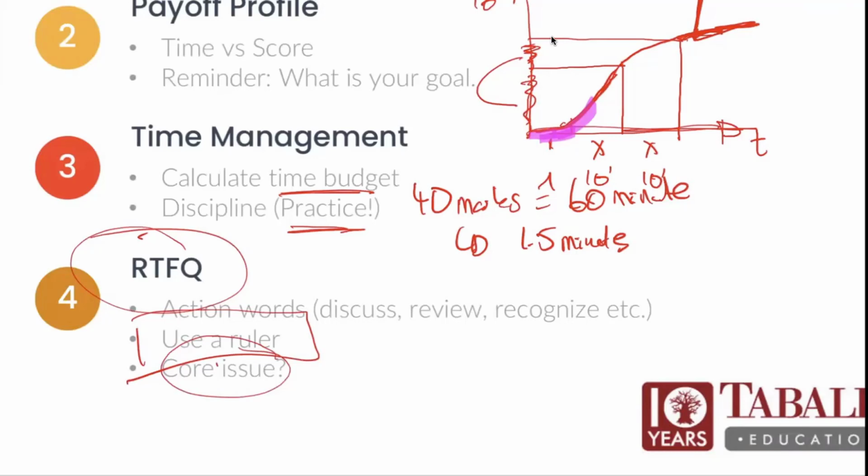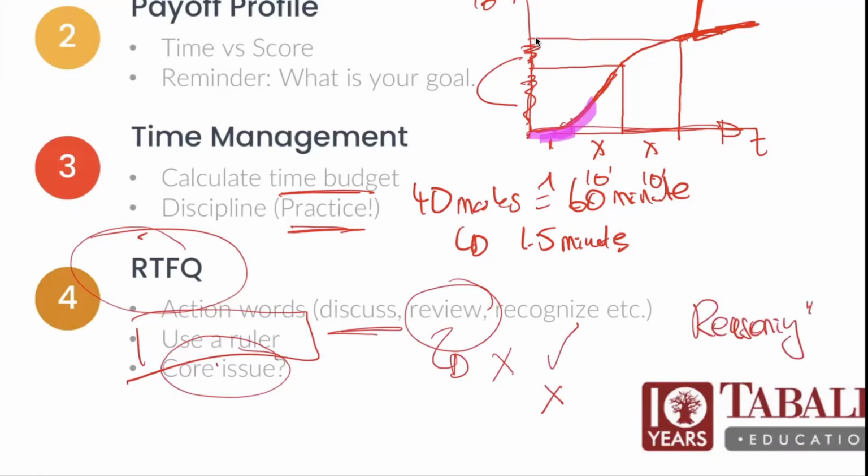And always underline or look for the keywords. Are we discussing? Are we reviewing? Reviewing means someone has already done something, and you need to agree whether what they have done is right or wrong. Always with reasoning. But I will discuss it when we come to discussion questions. Okay.